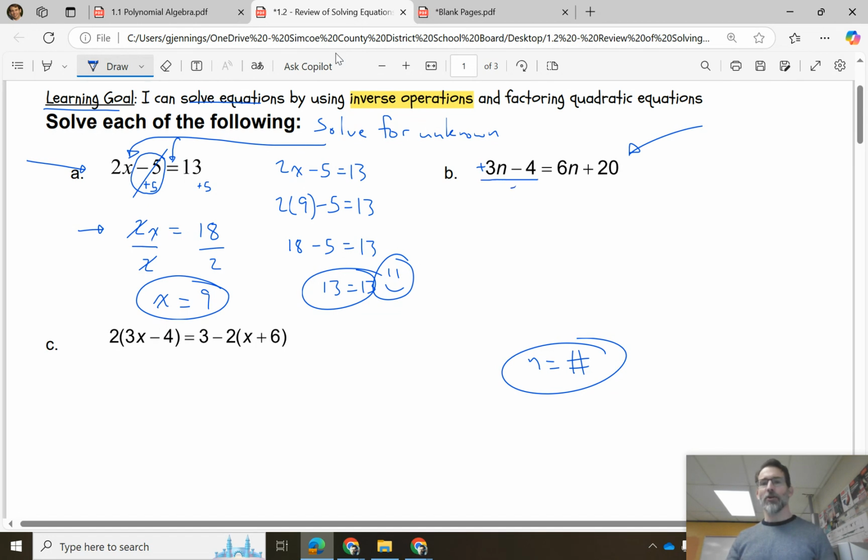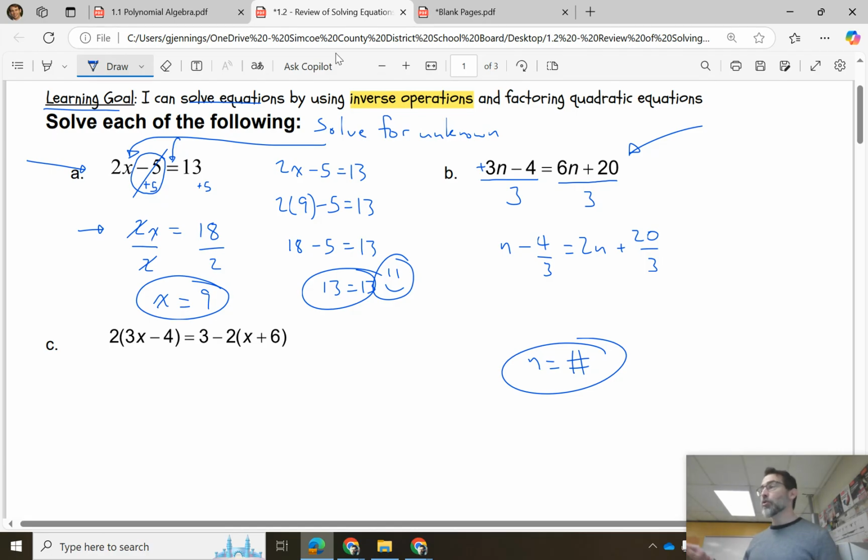Okay, if I divide the whole side of the equation by 3, this is what we're going to get. 3n divided by 3 is n. Negative 4 divided by 3 is negative 4 divided by 3. 6n divided by 3 is 2n. And 20 divided by 3 is 20 divided by 3. Anyone loving this? So we're in that same problem, right?